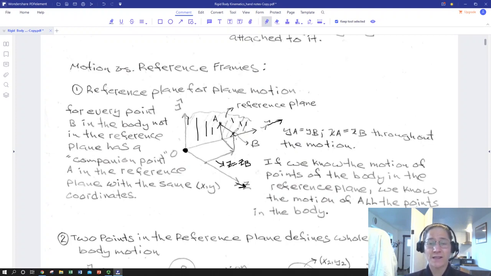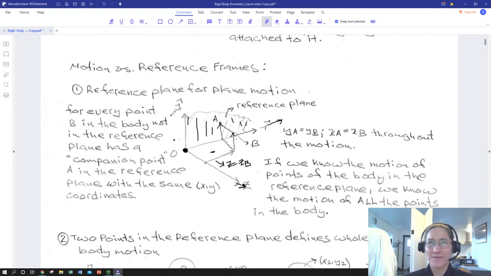So that's the motion that we're going to be tracking. We can move anywhere in the X and Y, and so that's the motion that we'd be writing equations of motion for. B is not in the same plane, but it's going to move with A in what's effectively a reflection of that reference plane. So it has a companion point in the reference plane. So for every point B or C lurking out here at some Z that is not in the reference plane, there is a one-to-one point in the reference plane that will reflect its motion.